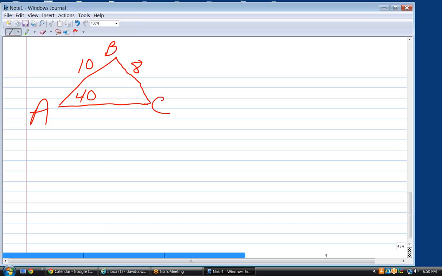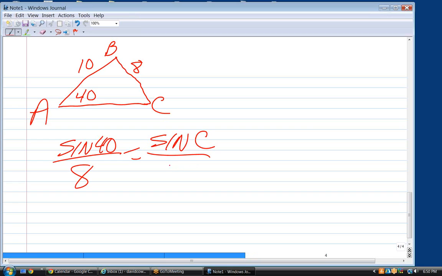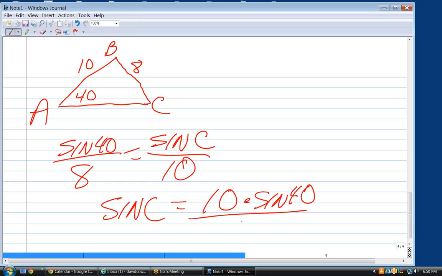But some of the initial problems you have to start with the law of cosines if you do not have a side and its opposite angle. What do we do here? So what can I say? You'd say sine 40 over 8 equals the sine of x, I guess. No. Or c. Over 10. Okay. Now let's solve that for sine of c. That means the sine of c is equal to 10 times the sine of 40, all divided by 8.